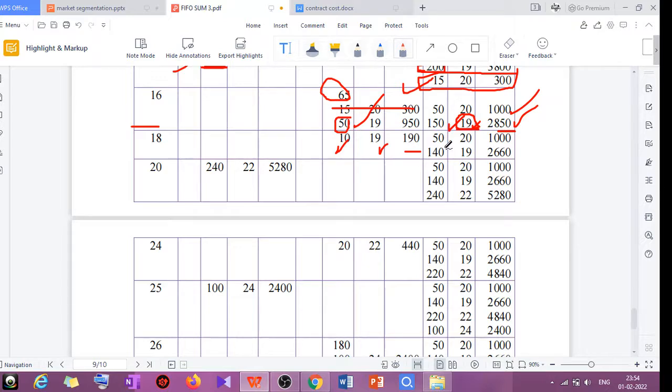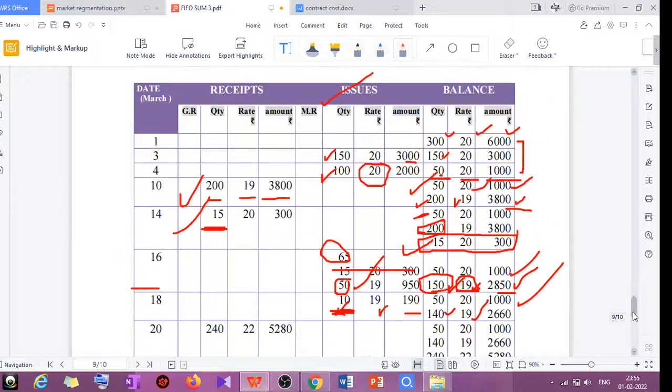Then what is the remaining? First lot is remained 50 at the rate of 20, amount is 1000. The second lot, out of 150 we have issued 10, right? How much remained? 140. That is 150 minus 10 will be 140. Rate is 19. Amount is 2660. Hope it is clear to you.